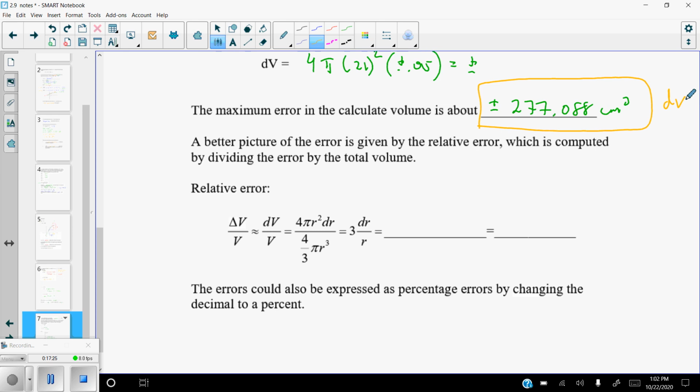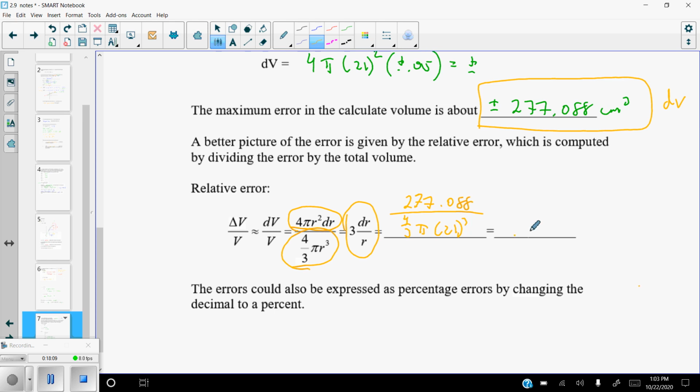Again, there's a bunch of mathematics that go into this. This was the dV, that's what we just found. This is the actual volume of a sphere, 4/3 pi r cubed. If you reduce all that, it reduces to this, which just makes it easier to plug stuff in if you really want to. Or we can just take the dV, the 277.088, and divide it by our volume. So I think that's the way I'm going to write it. 277.088 divided by the volume, which would be 4/3 pi times 21 cubed.